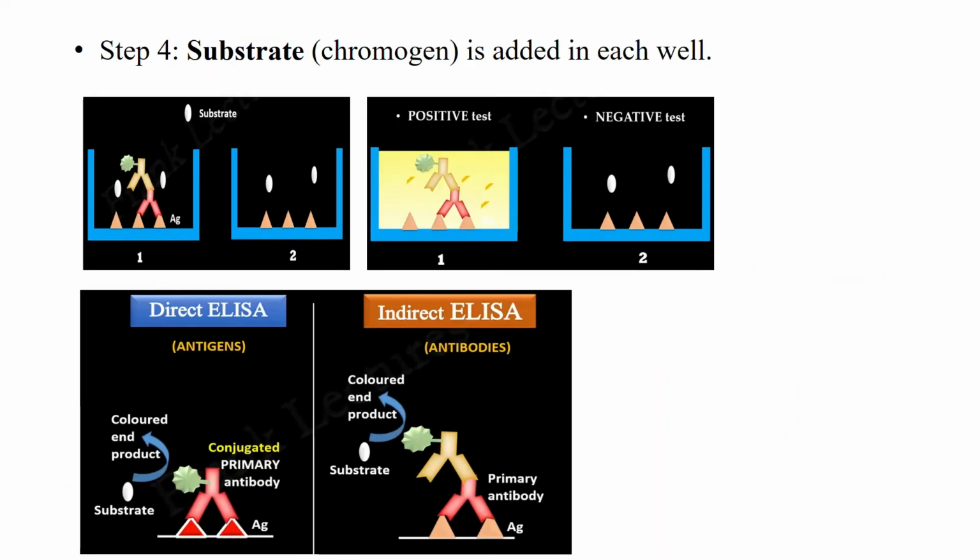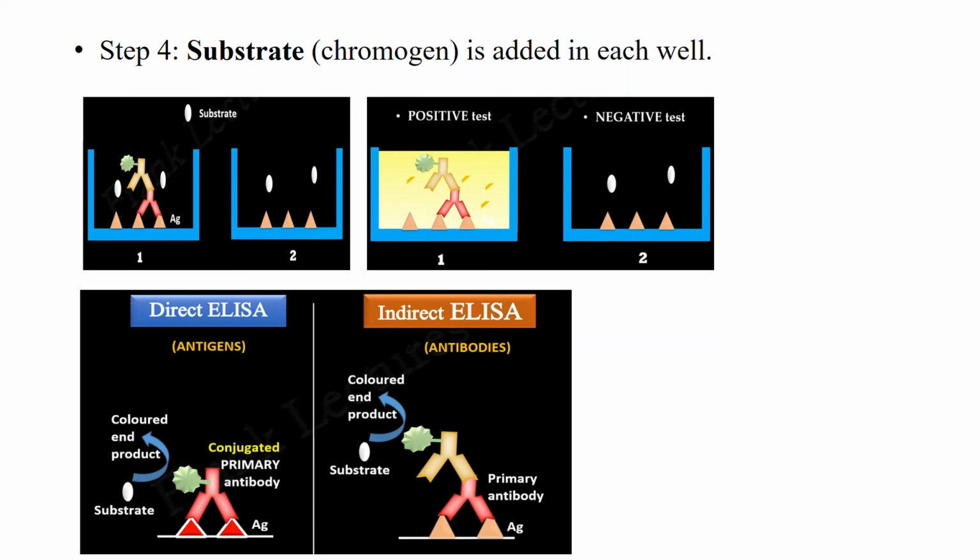And if you look at the last step, that is substrate, we know that the enzyme will react with the substrate to form a color complex. Here, that enzyme is the secondary antibody. So we are going to add a substrate in each of the wells. And if you look at the last picture, you can notice that a color formation has occurred because the secondary antibody has reacted with the substrate, and it has formed a color change. So this test is declared as a positive test.